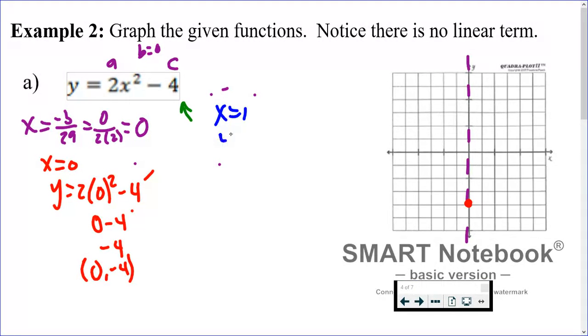Substitute it in, you get y equals 2 times 1 squared minus 4. 1 squared is 1 times 2 is 2, minus 4 is -2. So the ordered pair is 1, -2. So I can plot that. Right 1 down 2 is here, reflects to here.